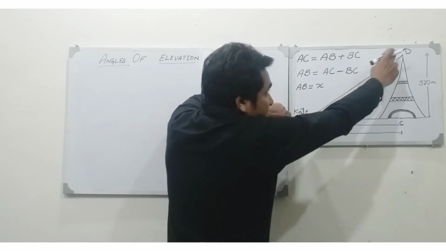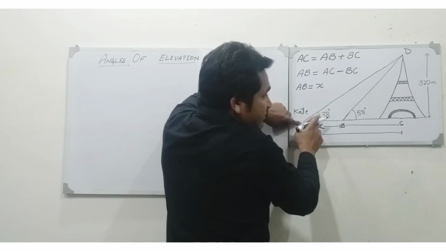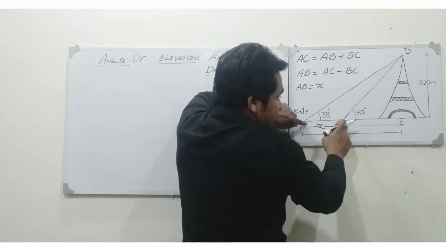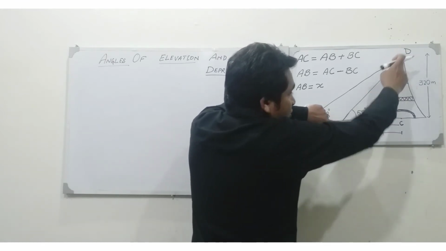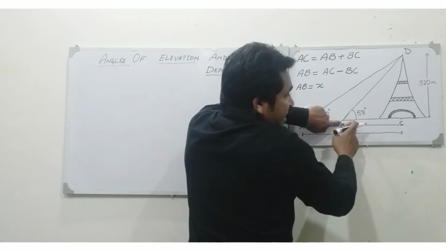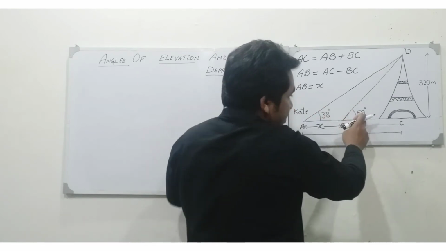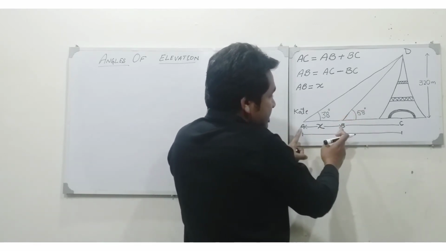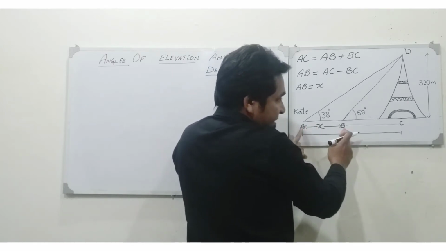When she looks at this point, we have an angle of elevation, and its value is 38 degrees when she was at point A. When she moves towards point B, she again looks at the top of the Eiffel Tower and forms an angle of 58 degrees. We are supposed to find how much she has moved from point A to point B.